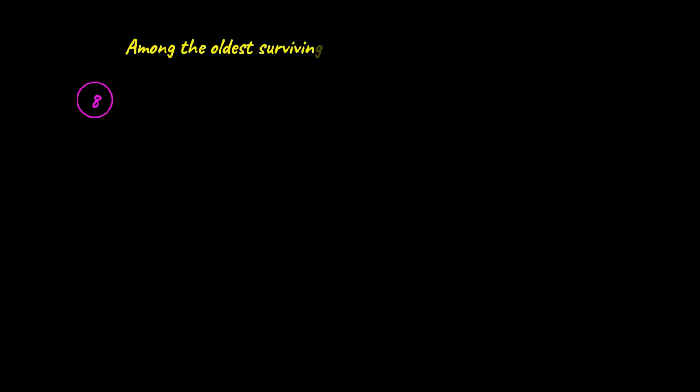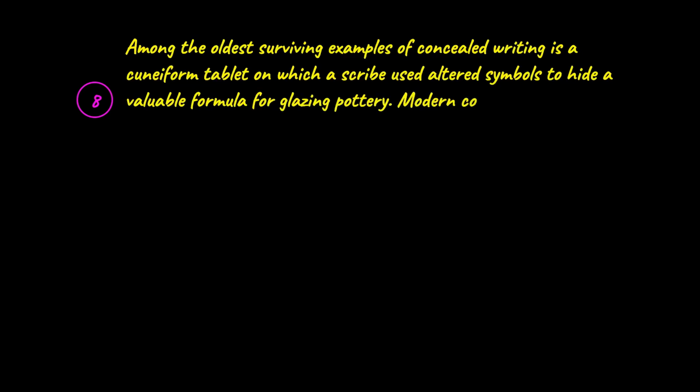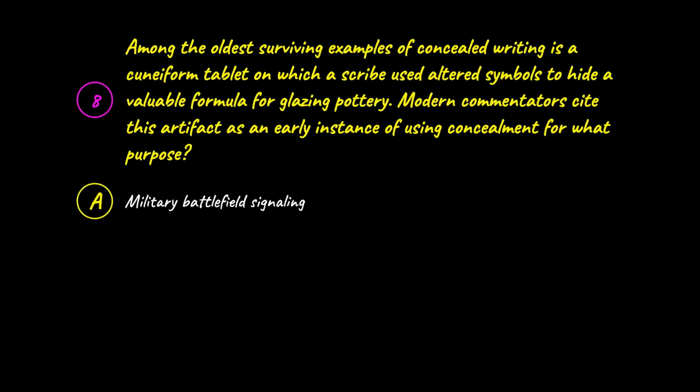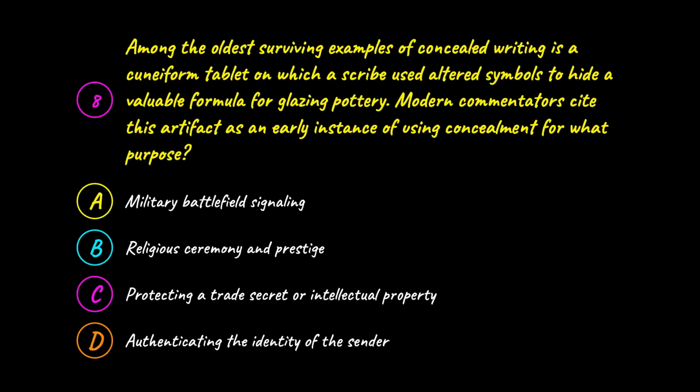Question 8. Among the oldest surviving examples of concealed writing is a cuneiform tablet on which a scribe used altered symbols to hide a valuable formula for glazing pottery. Modern commentators cite this artifact as an early instance of using concealment for what purpose? Your options are A. Military battlefield signaling, B. Religious ceremony and prestige, C. Protecting a trade secret or intellectual property, D. Authenticating the identity of the sender. Got a guess? Lock it in.